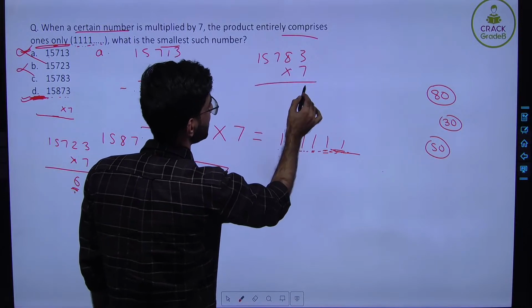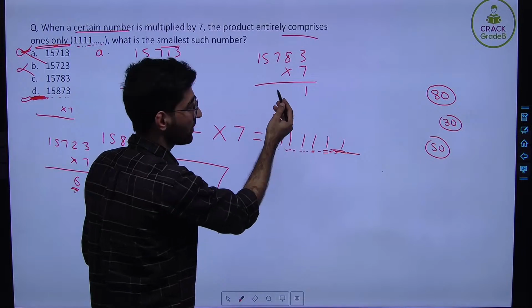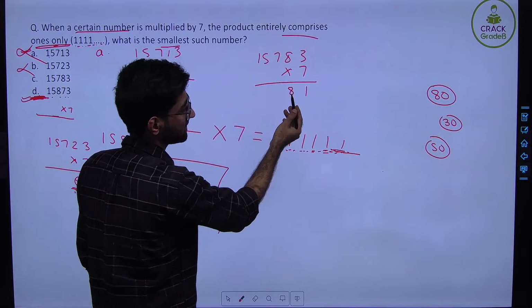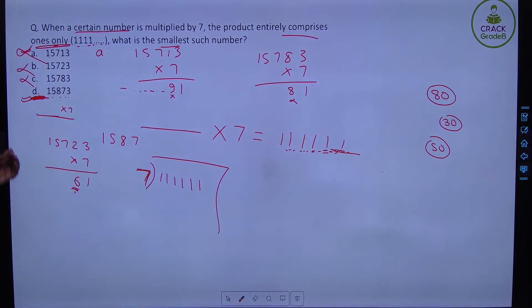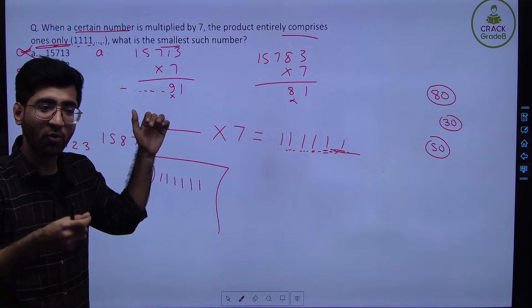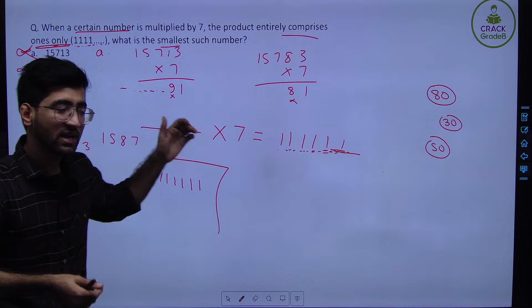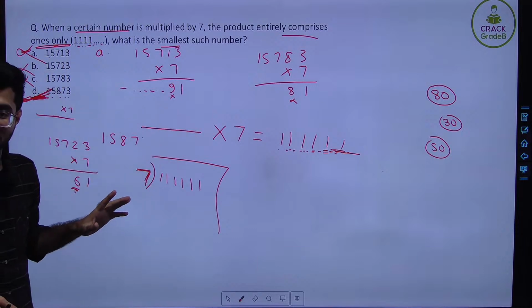Now notice 3 into 7, 21 again, 2, 8 into 7, 56, plus 2 is 58. Now notice 8 is here. Means option C has been eliminated. Will you check option D? No. If you have carefully multiplied in the case of option A, option B, option C, now you should definitely mark option D without thinking anything, right?